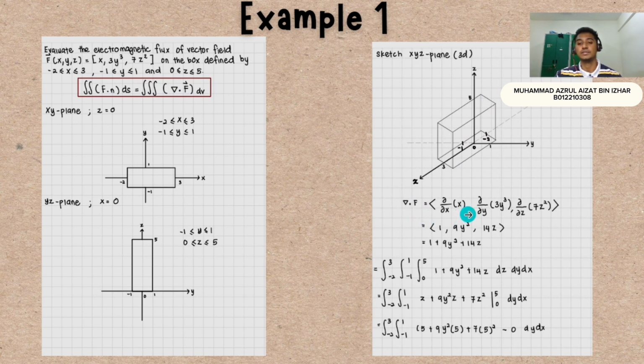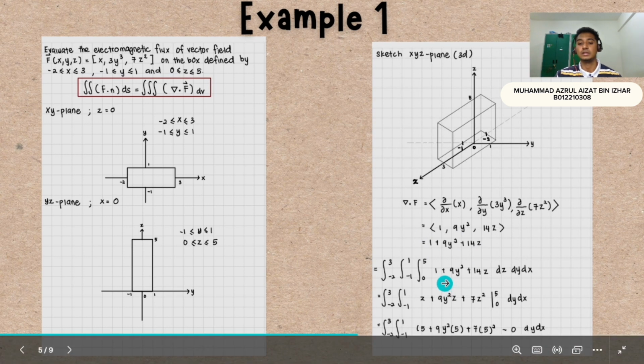First we differentiate x, we get 1. Then we differentiate y, from 3y cubed we get 9y squared. And then we differentiate z, we get 14z. From the equation, we integrate dz, dy, dx. The limits for dz are 0 to 5, for dy are -1 to 1, and for dx are -2 to 3. First step, we integrate dz.